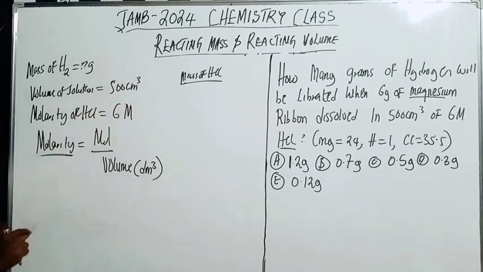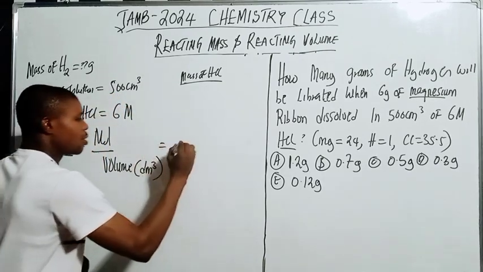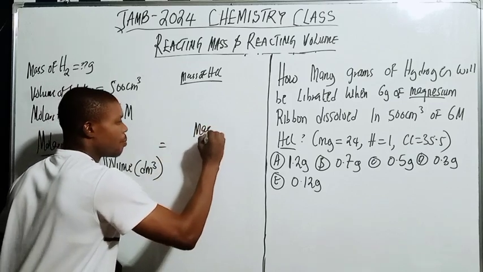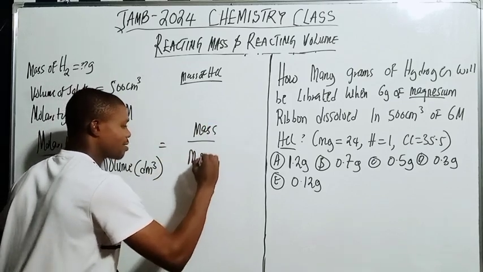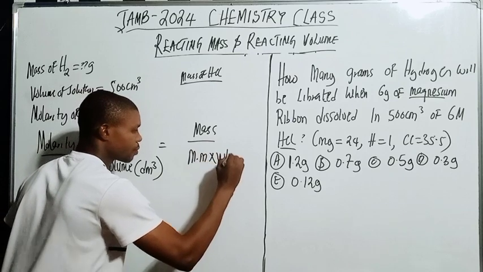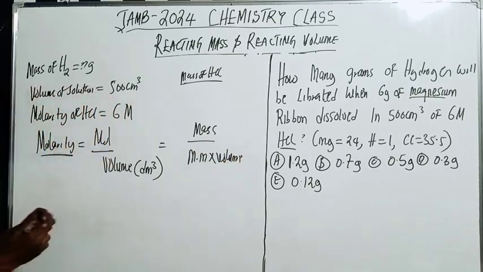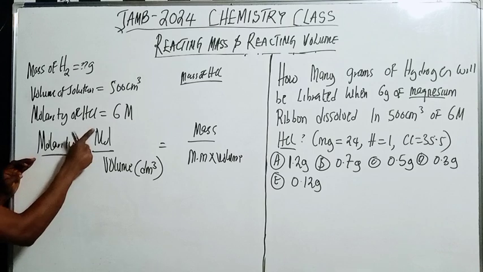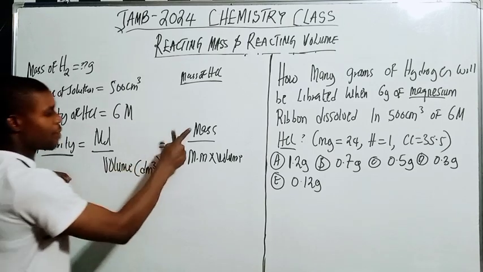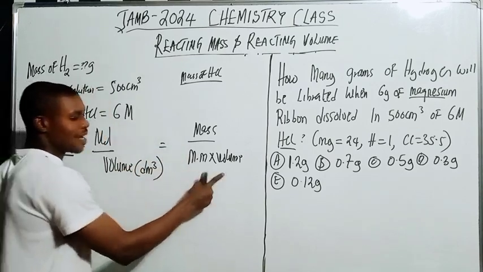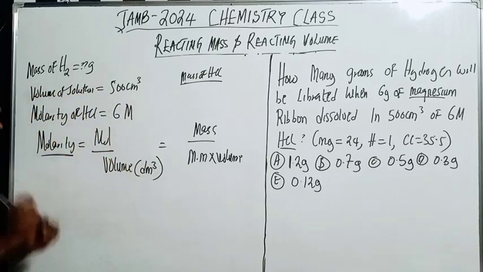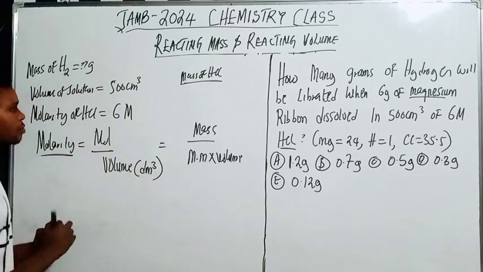Now, there's still another formula that says mole equals mass over molar mass. So I can either use mole equals to mole over volume, or equals to mass over molar mass times volume. Now the volume must be in dm cube. Do you understand?